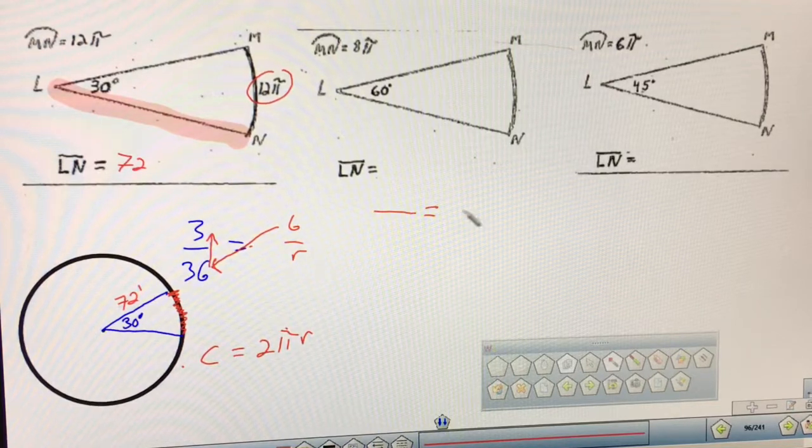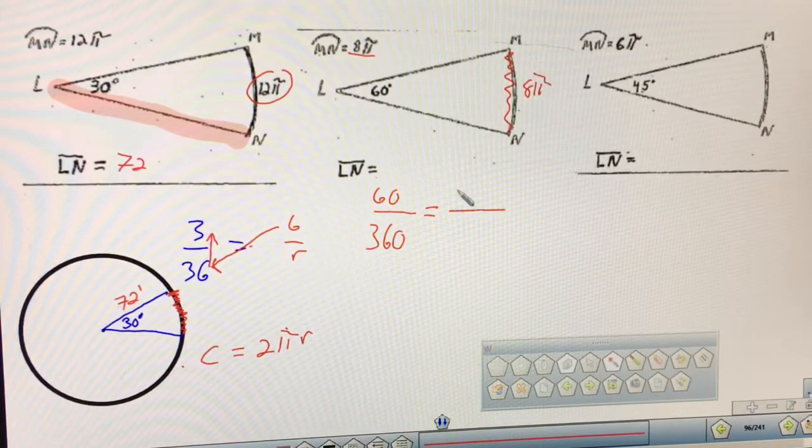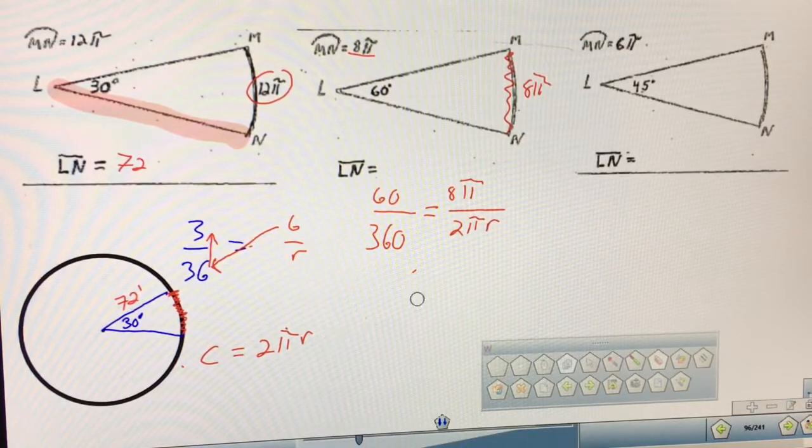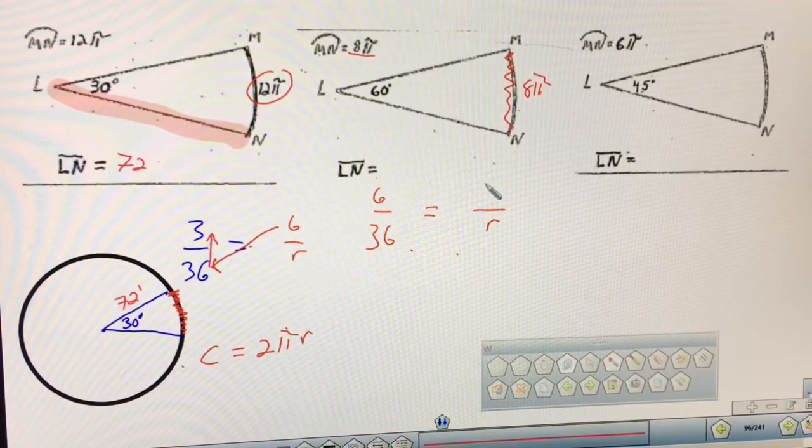Part equals part: 60 is the part over 360 is the whole. The part over here, they label as 8 pi. So that's the part of the entire circumference over the formula for circumference, which is 2 pi r. I can do some quick simplification. 8 divided by 2 is 4. Pi divided by pi is 1. So that's going to give me a 4 on top.